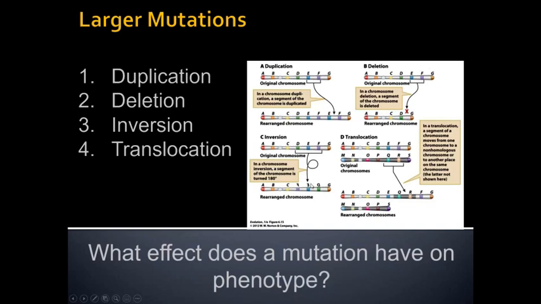An inversion is where we flip around the genes. They were there before, they're still there, but they're in a different order. And then finally, a translocation is where we move a big piece of DNA to an entirely different chromosome.